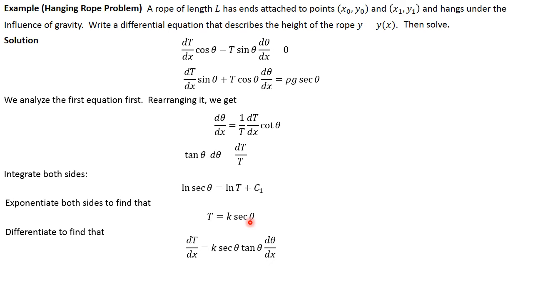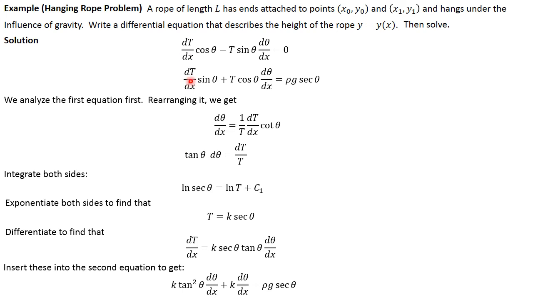Differentiate both sides of this equation with respect to x, and on the left-hand side you just have dt dx. On the right-hand side, using the chain rule, the derivative of secant theta is secant theta tangent theta, but since we're differentiating with respect to x, you get the derivative times d theta dx. That's the chain rule. And then we can insert this expression for dt dx right here, and insert k secant theta right here. And now we're going to have one giant equation just in terms of theta.